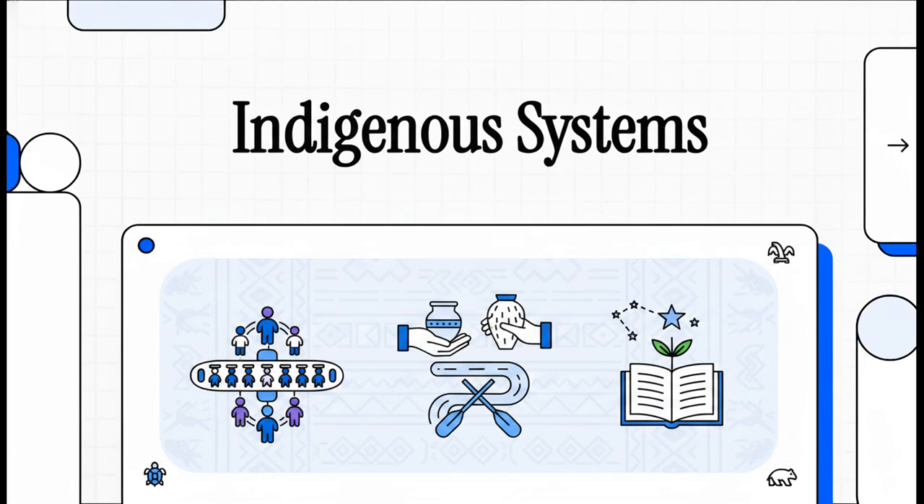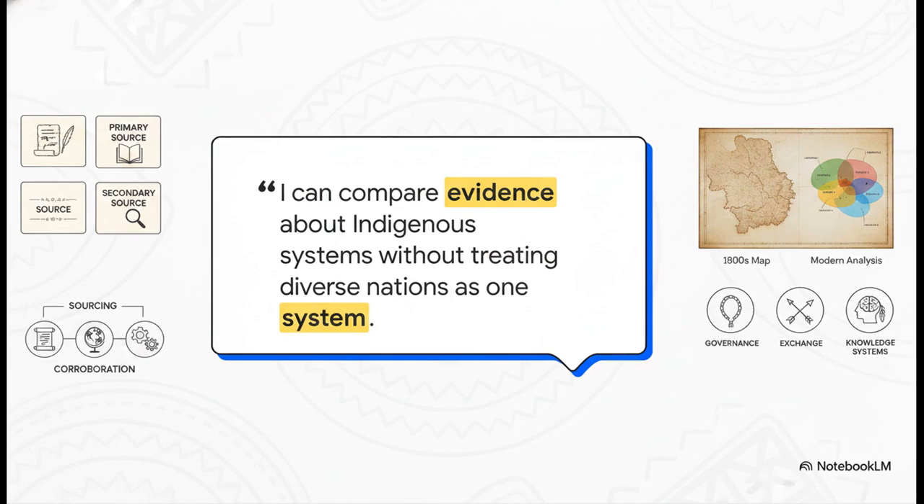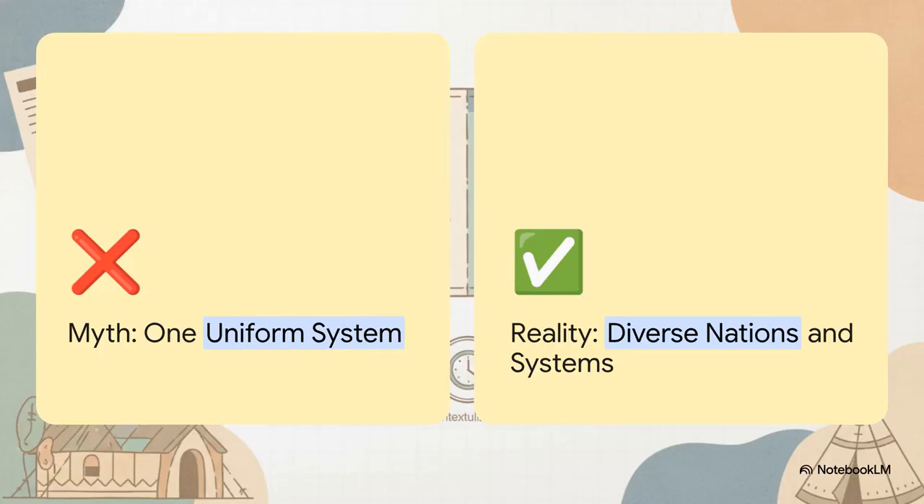Welcome to today's explainer on Indigenous governance, trade, and knowledge systems. We have a very specific learning target for today. Our goal is, I can compare evidence about Indigenous governance, exchange, and knowledge systems without treating diverse nations as one system.